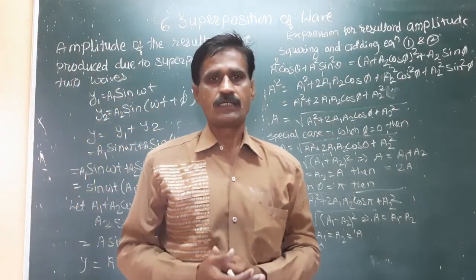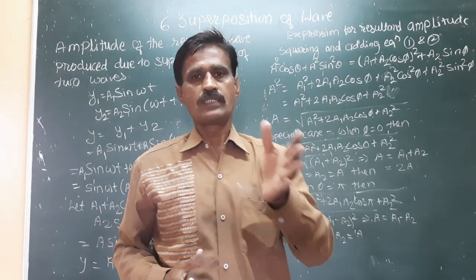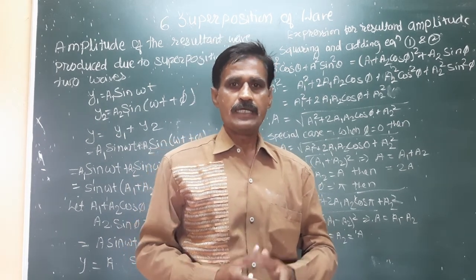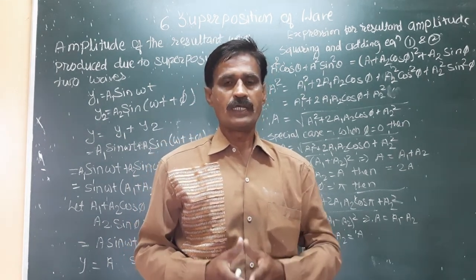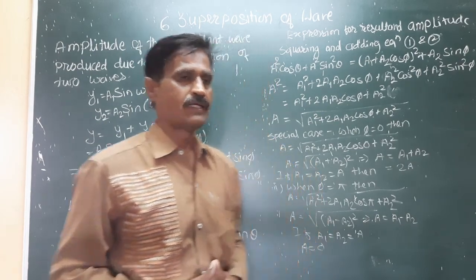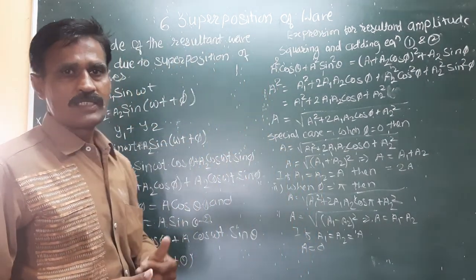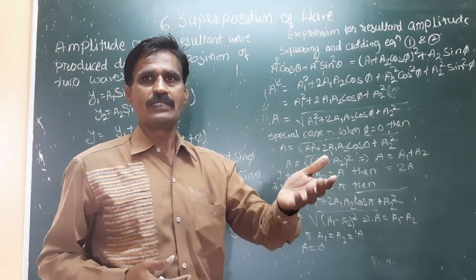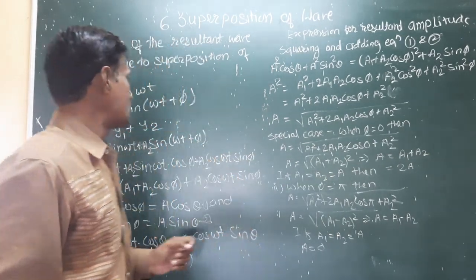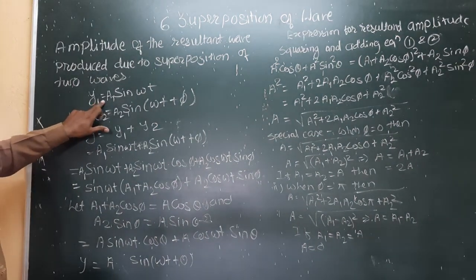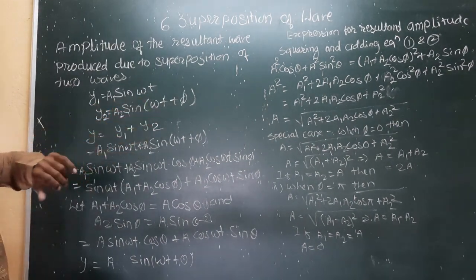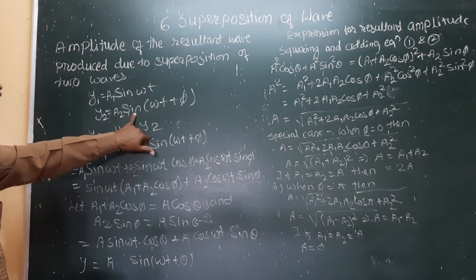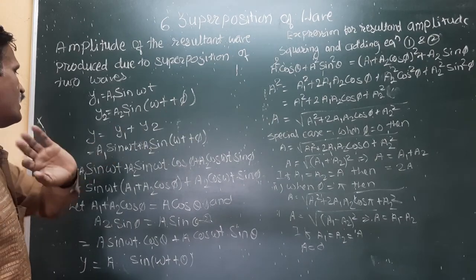Now let us consider two waves of the same frequency but different amplitude. The two waves differ in phase by phi. Their displacement at x equal to 0 is given by y1 equal to a1 sin omega t and y2 equal to a2 sin(omega t plus phi).